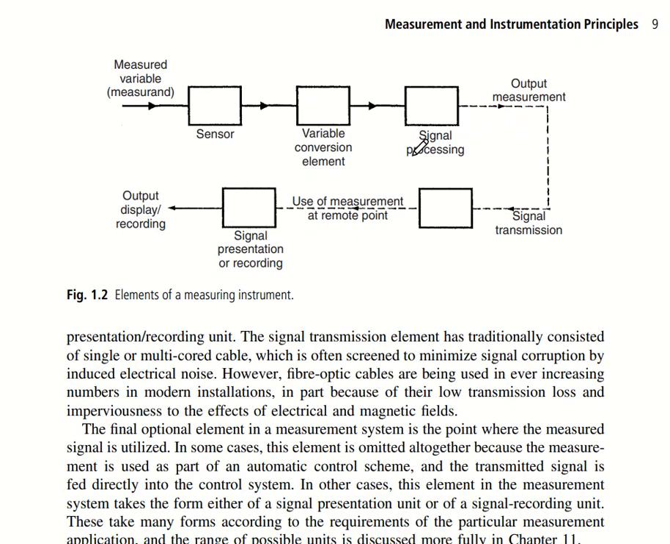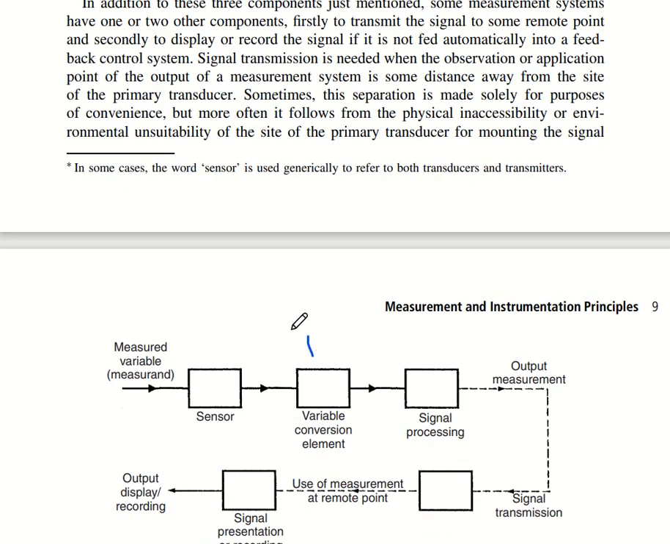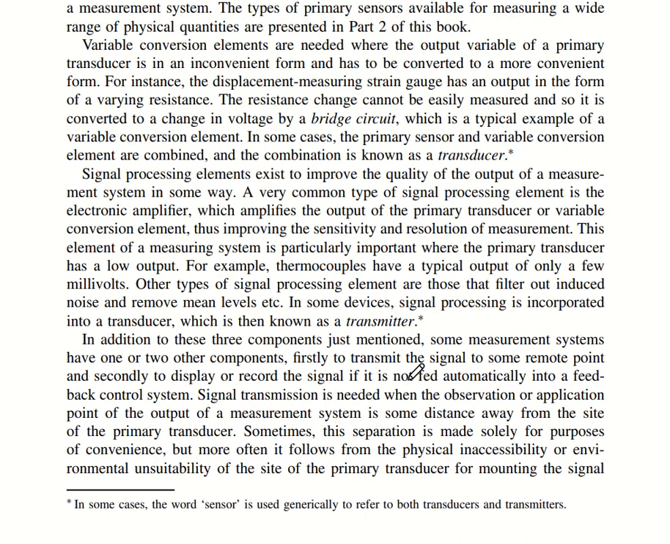Then we have the signal processing element. You can see here, this is my transducer, and this is my signal processing element. The signal processing element exists to improve the quality of the output of the measurement system in some way. A very common type of signal processing element is the electric amplifier, which amplifies the output of a primary transducer or variable conversion element, and thus improves the sensitivity and resolution of the measurement. This element is particularly important where the primary transducer has a low output. For example, a thermocouple has a very low output, only a few millivolts. The other type of signal processing element are those that filter out induced noise and remove mean levels. If you know about image processing, you would know about it.